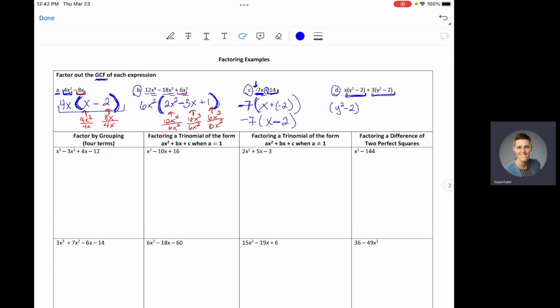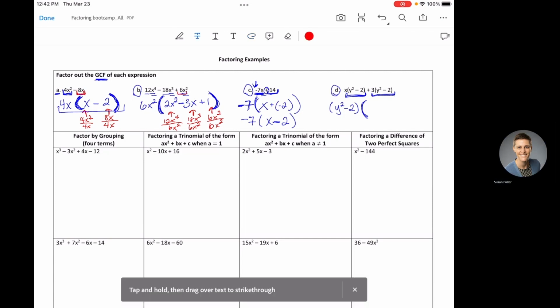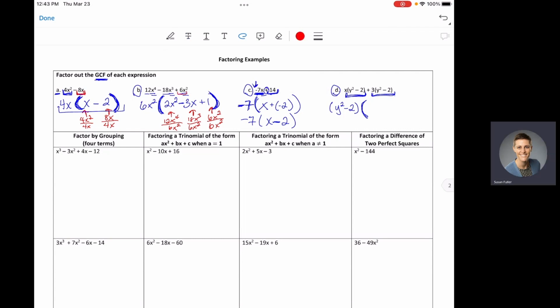So we're going to factor that out of everything. So we'll write that out front, and we'll start our parentheses. Now we're going to take each term, and we're going to divide by our GCF. So here, again, if you're having trouble seeing this, we're going to take our first term here, x times y squared minus 2, and we're going to divide by that GCF of y squared minus 2. Our y squared minus 2's are going to cancel. And so what we have left when we take out our GCF here is just that x.